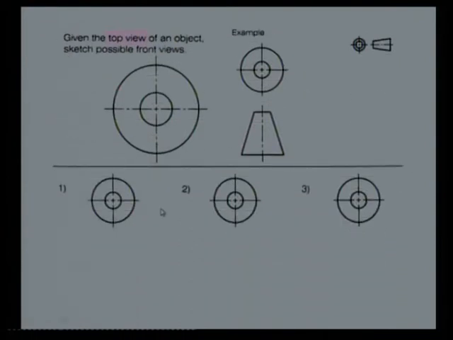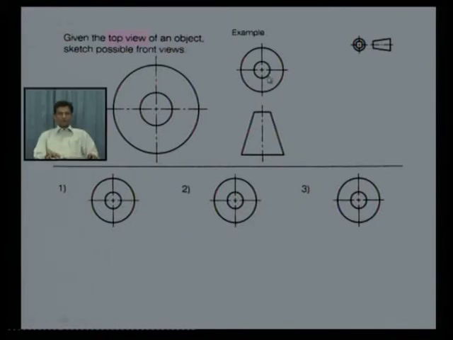Second problem, given the front view of an object, sketch possible top views. This is the front view, and one example is shown over here. Say this is the front view. This could be its top view, right? It's a frustum of a cone. This could be one possible view. Now we have to draw three more possible views for this object. One is drawn over here. It could be like this. A hollow cylinder, right? A circular hole is drilled at the center. So this is one possible view.